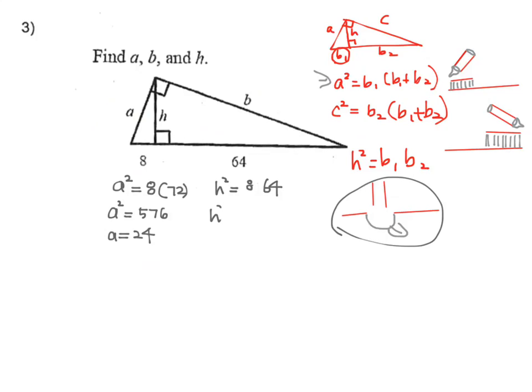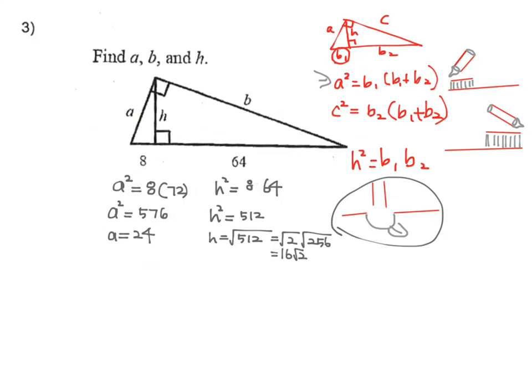Okay, so then H squared would have been 512. So H would have been equal to the square root of 512. Now, the square root of 512 is in fact the square root of 2 times the square root of 256, I believe. But the square root of 256 is equal to 16, so this ends up being 16 square root of 2. So that's how we can do H squared, or H.